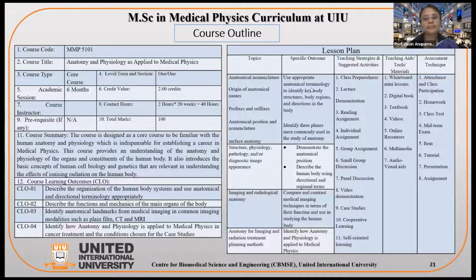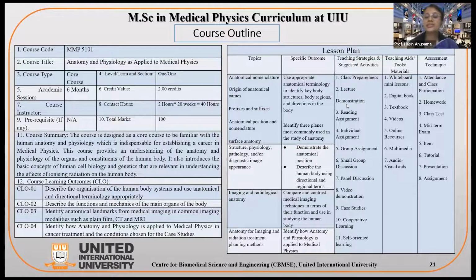Okay. So here: anatomical landmarks, how anatomy, physiology, and medical fields work in cancer treatment. For each course learning there are many topics, and for each topic there is a specific outcome. We have divided that according to the topics, the specific outcomes. And for each specific outcome, how do we do this? Our teaching strategy.